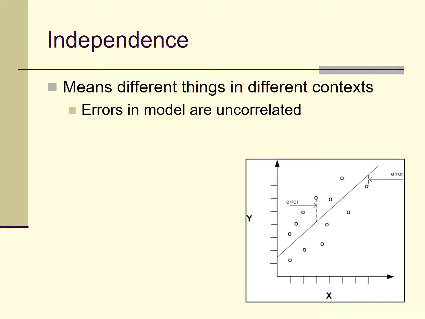Another way of thinking about independence is that the errors in the model are uncorrelated. So the amount that the model misses one data point is not related to the amount that the model misses another data point.